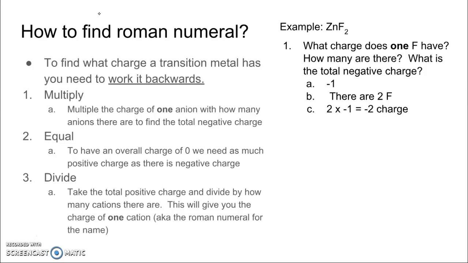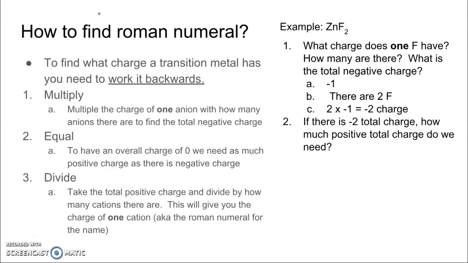Now, step number 2, we want to equal these things out because we need an overall charge of 0. So in our compound, if we have a -2 charge, then we need to have that same amount in positive. So I wrote it as a math equation, x minus 2 equals 0. Whatever is in that blank or that x right there, that's how much positive you need. We need a +2 charge on that end.